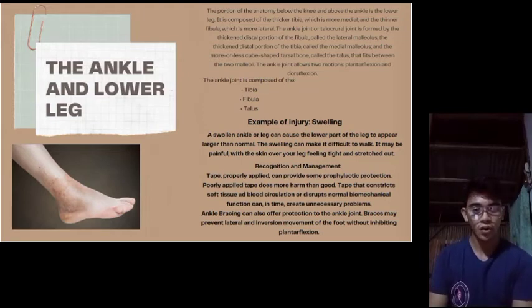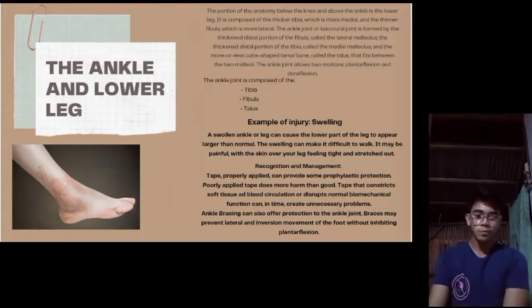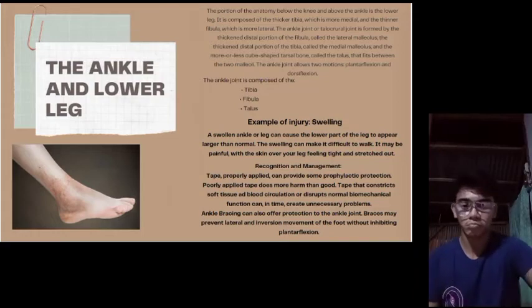Ankle bracing can also offer protection to the ankle joint. Braces may prevent lateral and inversion movement of the foot without inhibiting plantar flexion.